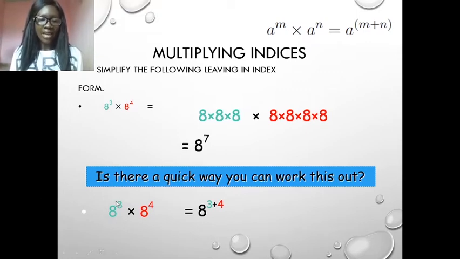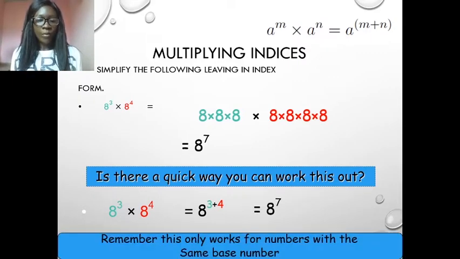So here I have 8 to the power of 3 multiplied by 8 to the power of 4, which equals 8 to the power of 3 plus 4. These 3 plus 4 are the power of the base. So from this stage, I don't want you to be doing this one here, okay? You guys are now experts. You have to follow what? The rule. One line, you are done. Okay. So remember, this only works for numbers with the same base, okay?